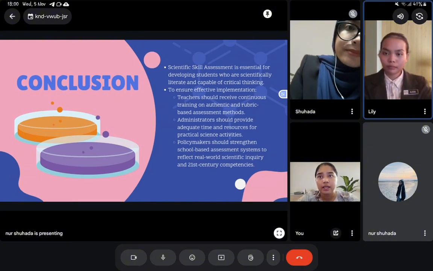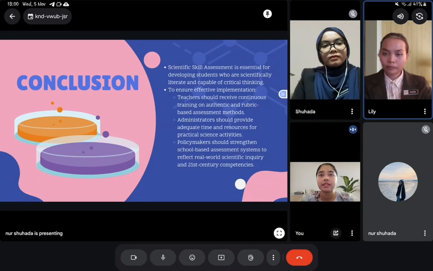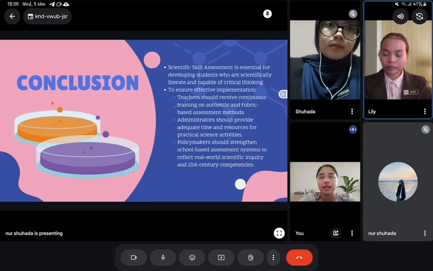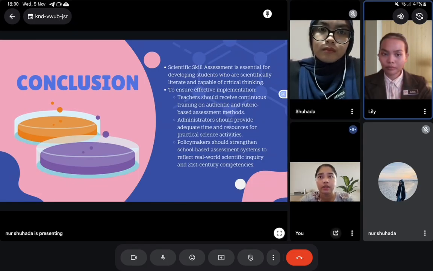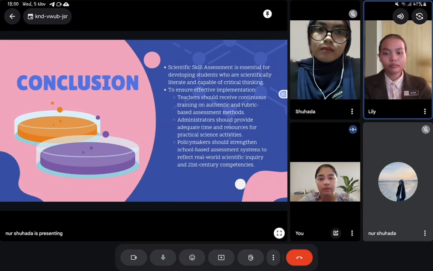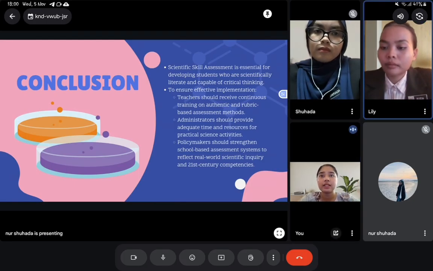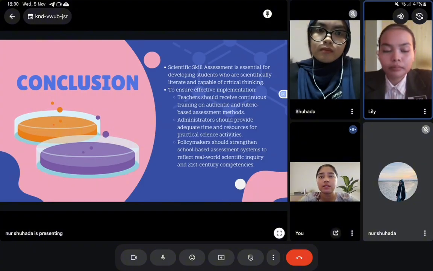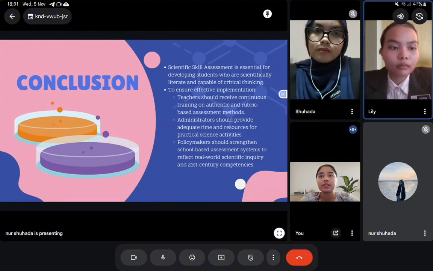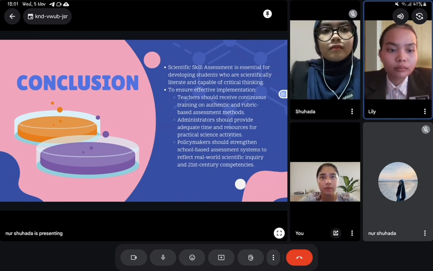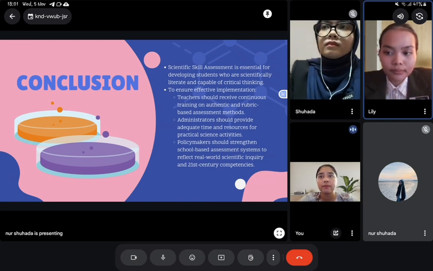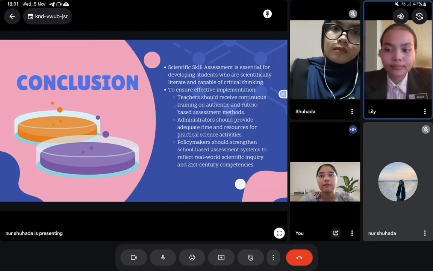For example, teachers may assess students by having them design a water filtration system using recycled material and then grading them using a rubric that measures creativity, scientific reasoning, and teamwork. For administration, should provide adequate time and resources for practical science activities, which means school administrators must ensure that teachers and students have sufficient time, material, and resources for conducting hands-on science activity. Without proper support, even the best assessment plans may fail.